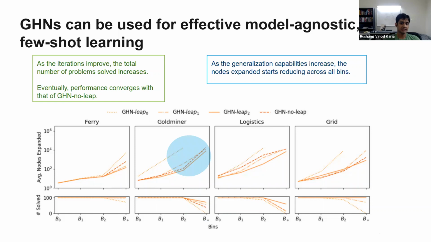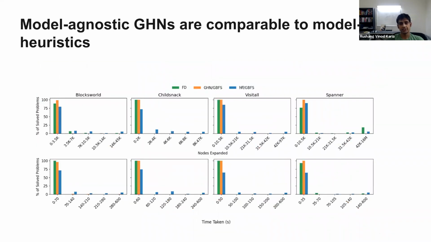We also see that as the generalization capabilities increase across the leapfrogging iterations, the amount of effort expended starts reducing across all the bins. So for example, for GHN leap 0 and bin B0, which is the first bin, we see that the effort expended in terms of the nodes expanded is lesser for GHN leap 2 or leap 1 than leap 0, indicating the few-shot learning capabilities, because the next set is actually solved much faster than using the previous GHN network. So model-agnostic GHNs are comparable to model-based heuristics.